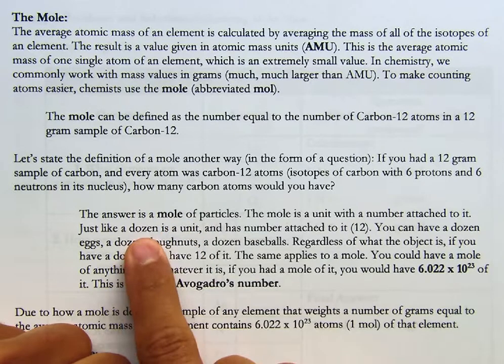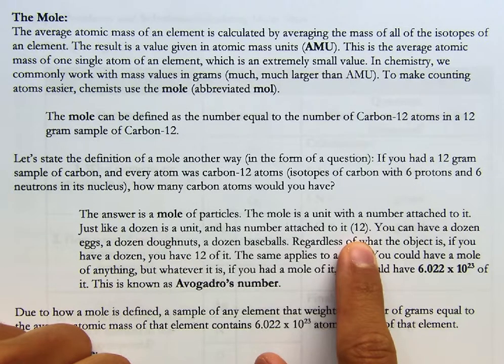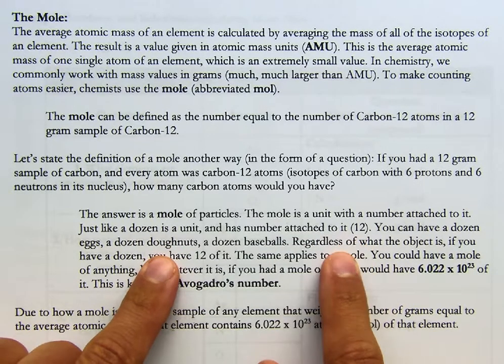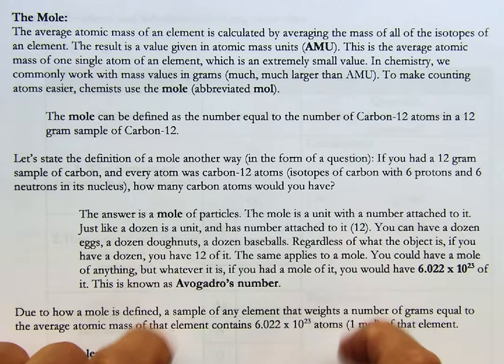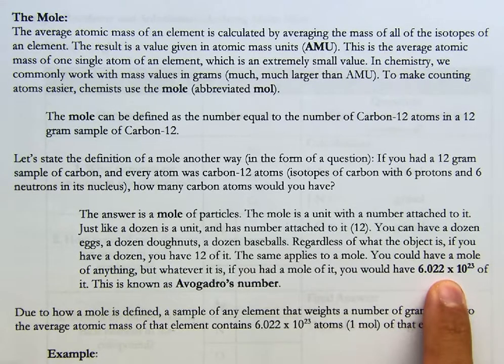Okay, so like a dozen is a unit. If you have a dozen of something, you have 12. And it doesn't matter what it is, right? Donuts, eggs, baseballs. If you have a dozen, you have 12. That's the same for a mole. If you have a mole, you have this number, 6.022 times 10 to the 23rd of it. If you have 1 mole of something, that's how many things you have. A mole of pennies, you would have 6.022 times 10 to the 23rd pennies. And this is a huge number. This is called Avogadro's number.